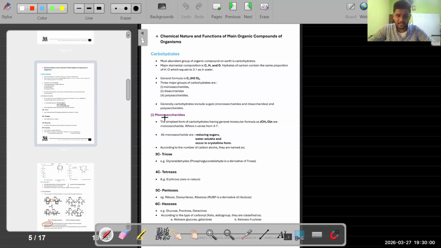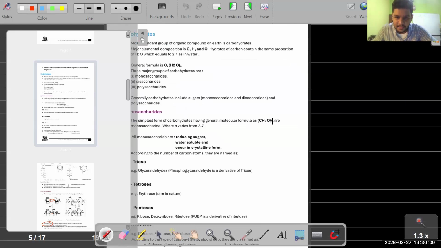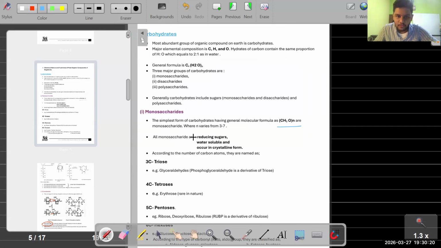Here we learned about monosaccharides, the simplest type of sugars, classified based on number. This is the chemical formula for monosaccharides, where n is a variable that varies between 3 and 7. If n is 3, they are called triose, for example glyceraldehyde. If n equals 4, it is tetrose; n equals 5 is pentose; n equals 6 is hexose.